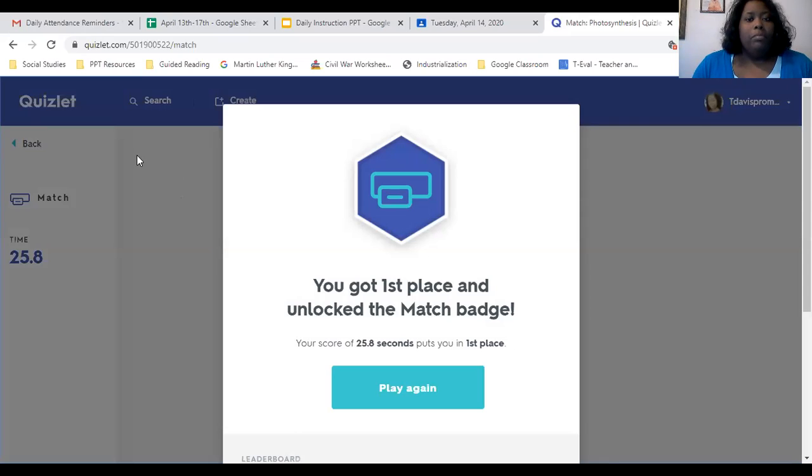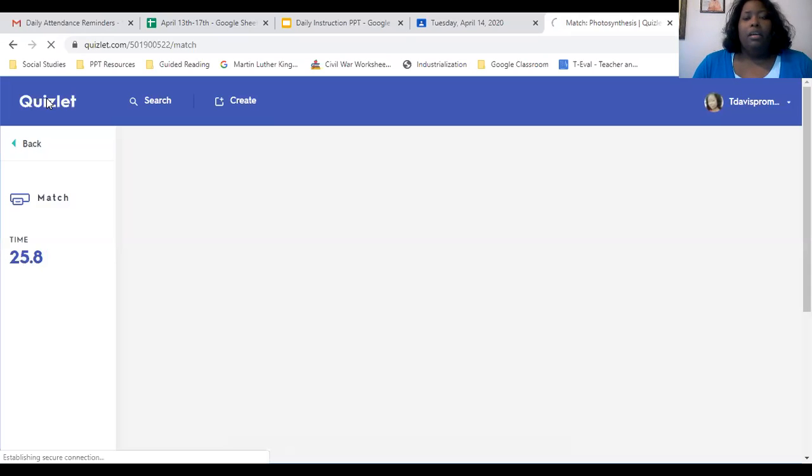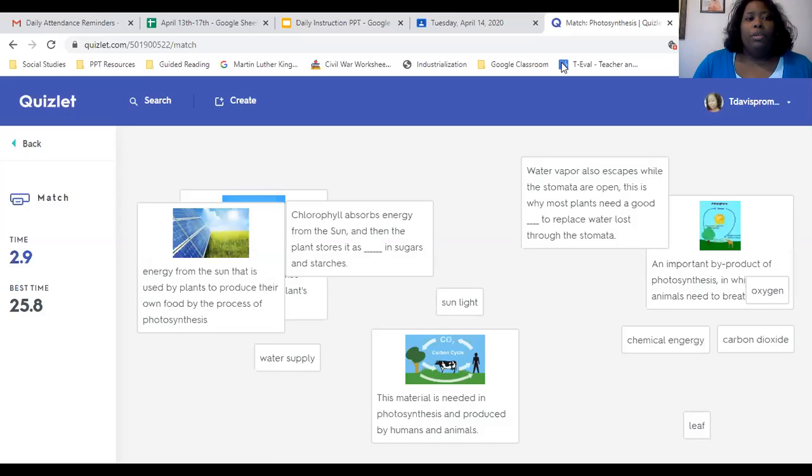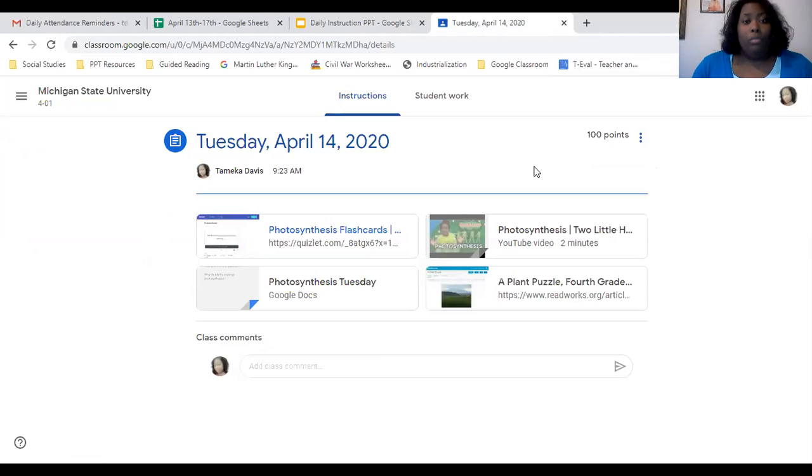You guys can play this game twice, play it as many times as you want to. I just want you to become familiar with the words. I'm not going to play the game again, but you are welcome to play as many times as you want. And once you complete your fab vocab and you get acclimated or familiar with the words, then I want you to come back into Google Classroom, and I have a video.